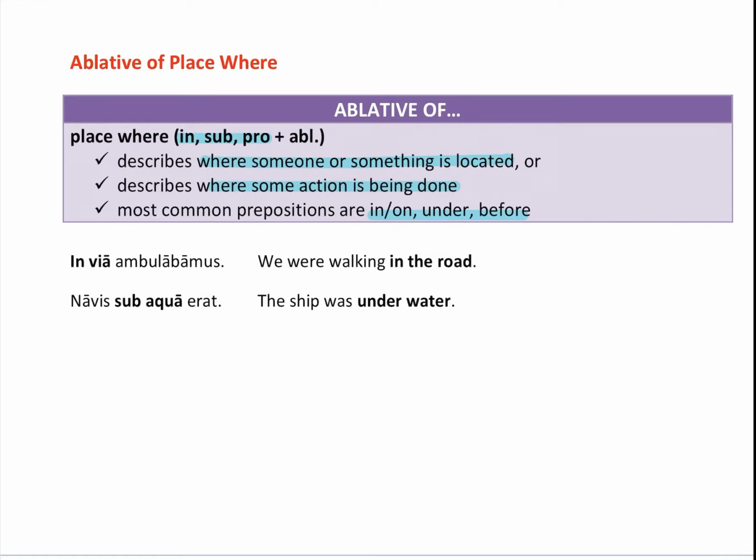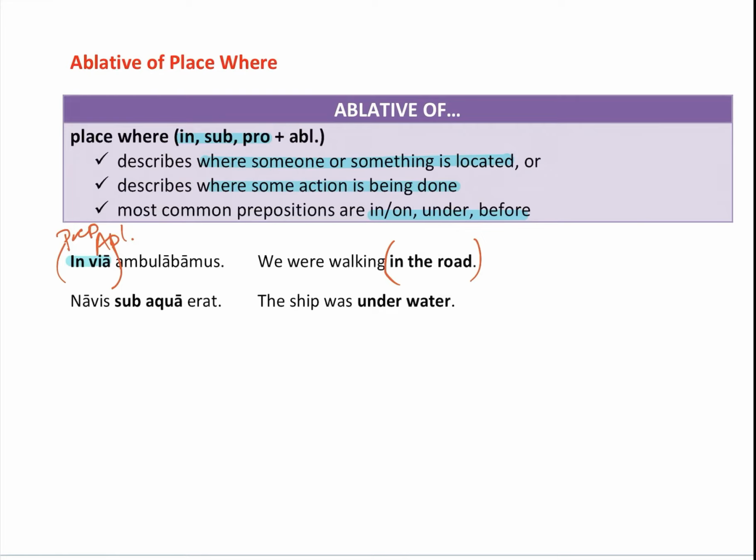So let's take a look here. In via ambulabamus. Prepositional phrase, we know has to be in or on. We were walking in the road. You could clearly also say on the road as well. But remember, in is our preposition, and it's always followed by the ablative. Where is something being done? In the road. That's where. It's telling us where something is happening.